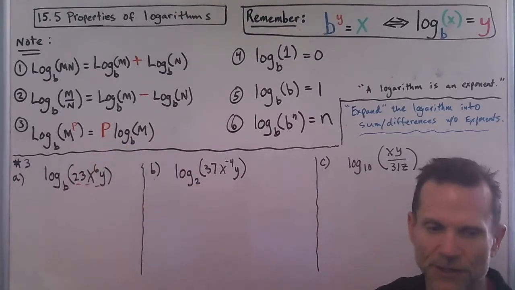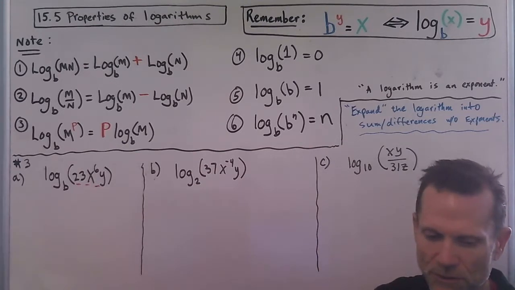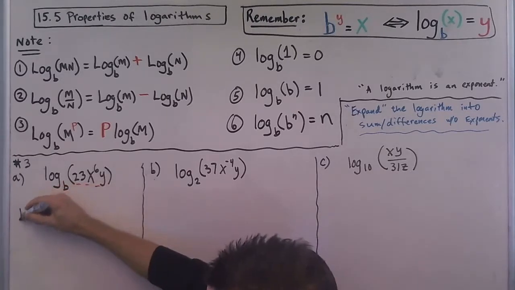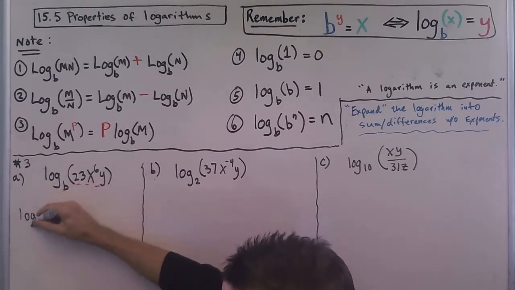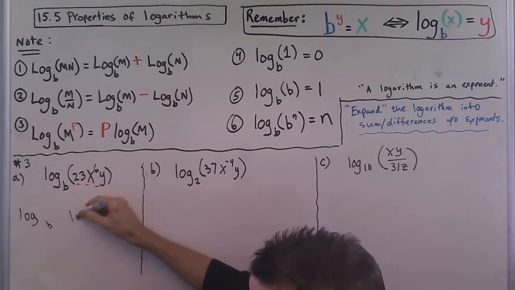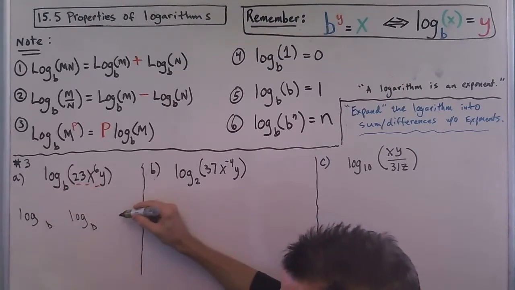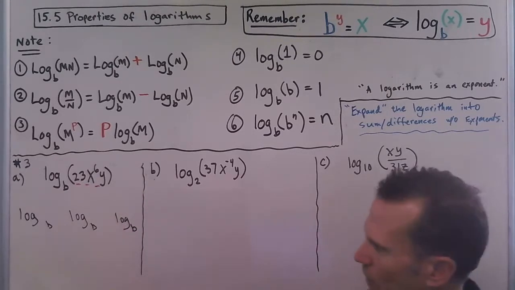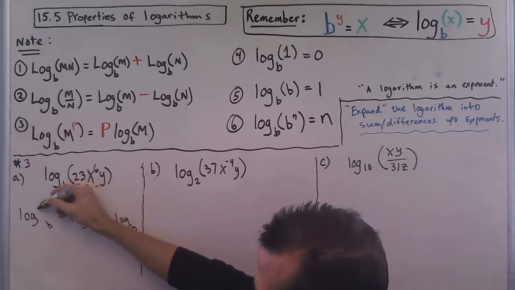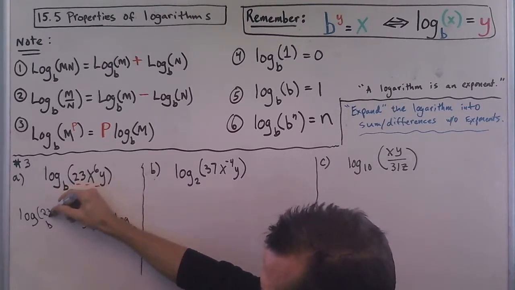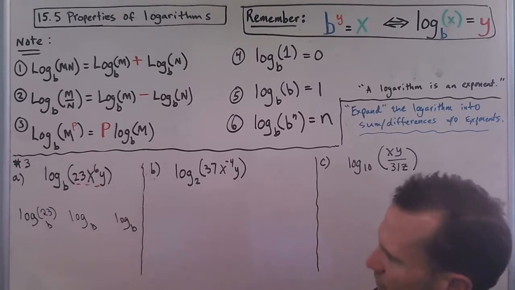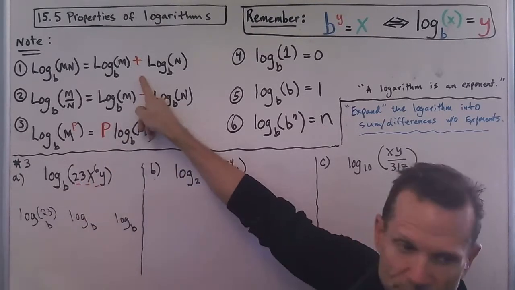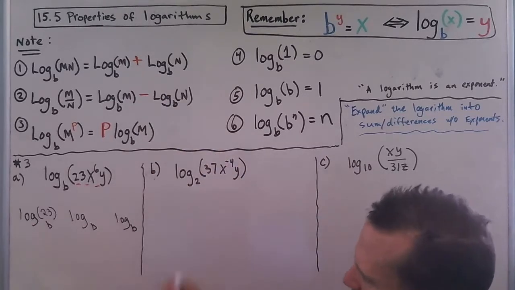3 items here, and so I'm going to expand this into 3 logarithms, and I'm going to write log base b, log base b, and log base b. And I'm going to think about how that's going to expand. Well, this first one's just log base b of 23. Okay. Since we have multiplication right here, it's going to correlate to addition, this rule up here. So I'm going to have plus.